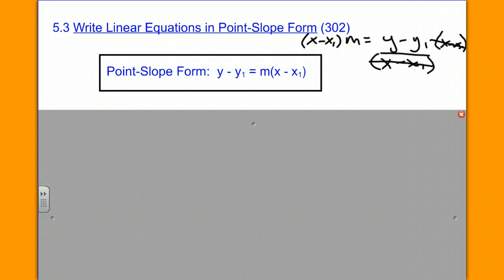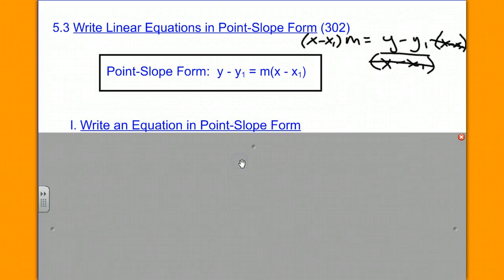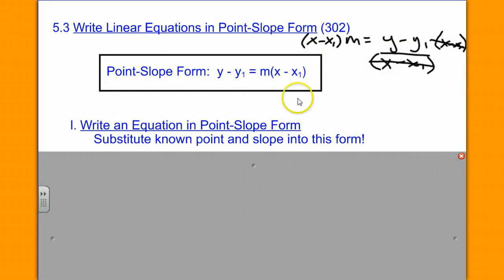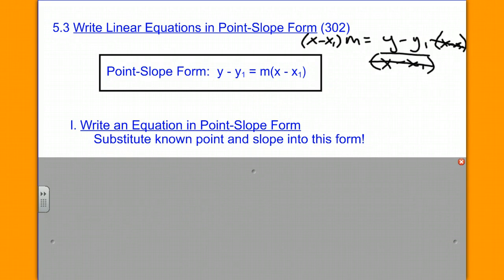So we're going to see that if you know a point and you know the slope, yes, you could distribute it. You could distribute the slope across these, and you're going to be able to transform this equation into y equals mx plus b again, if that's what you want, if that's the type of equation you want to write. Okay? But we sometimes are asked to just write an equation in point slope form. Leave it in this form. Okay? So let's see how we do that. We would just substitute a known point and slope into this form.